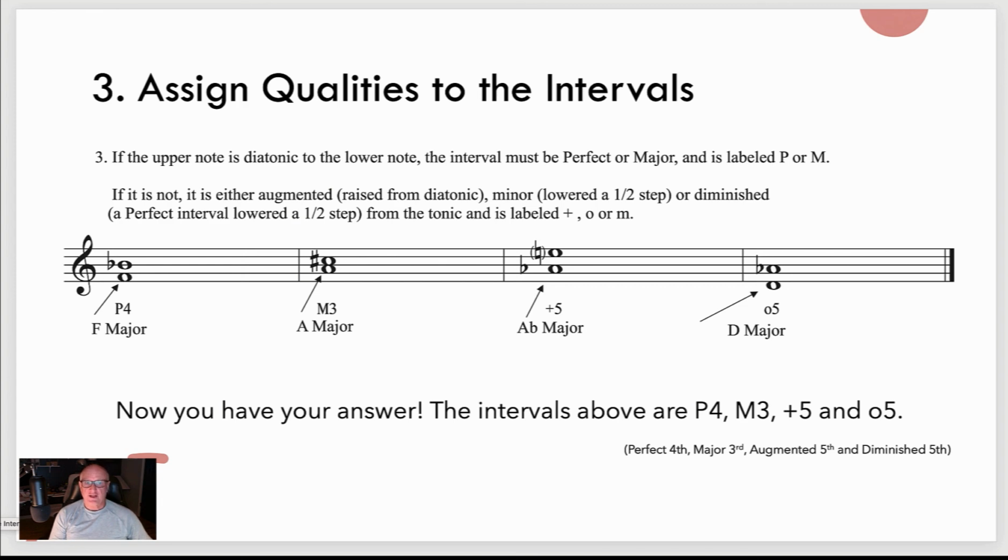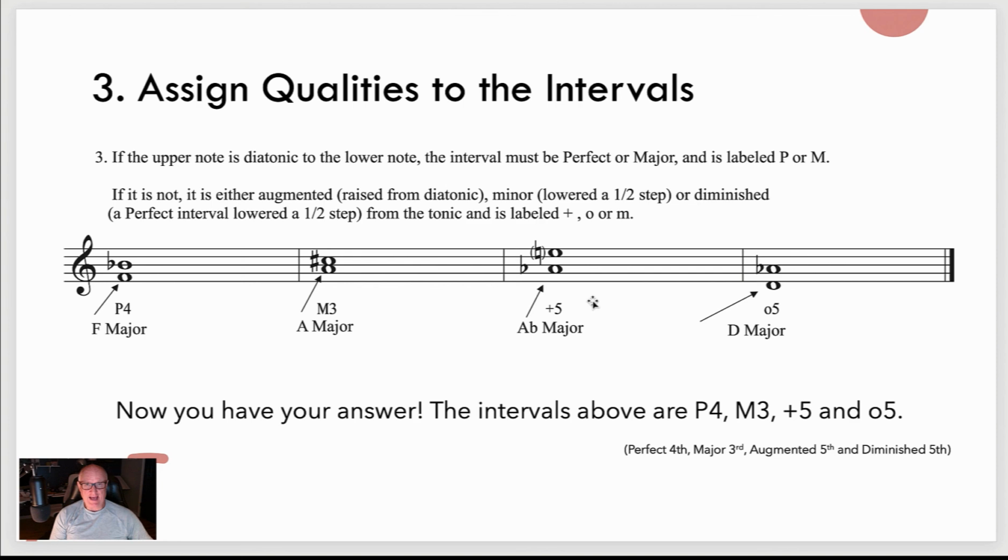So if the upper note is diatonic to the lower note, like we have in the left example in F and B flat, the interval must be perfect or major, and it's labeled either P or M. How do you know which to do? All unisons, fourths, fifths, and octaves are perfect. Everything else is major. So that is a perfect fourth. And then you just label it with a P in front of the 4. Here, you've got A with a C sharp. C sharp happens to be diatonic to the key of A. Therefore, that third is a major third.